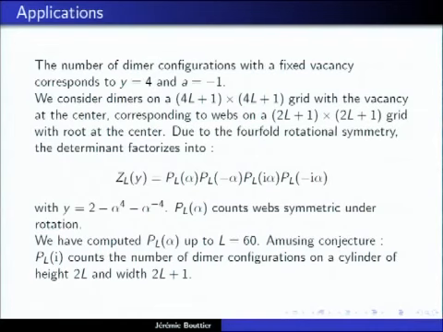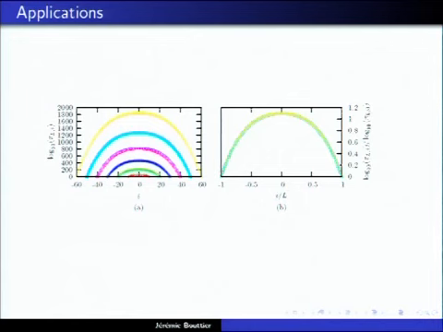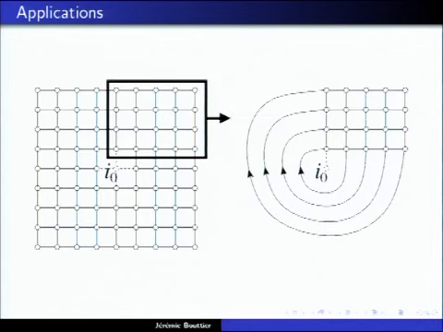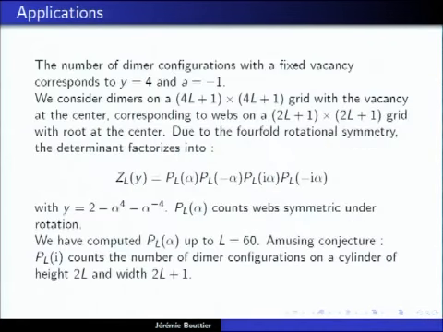So this is the PL of alpha, which would be the determinant of the Laplacian with weights alpha in that direction and alpha -1 in that direction, and you would realize that you would have this factorization. That counts just actually symmetric webs.